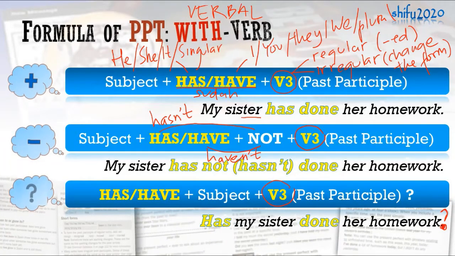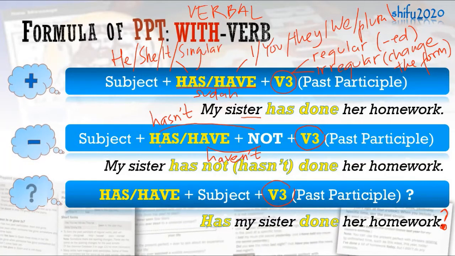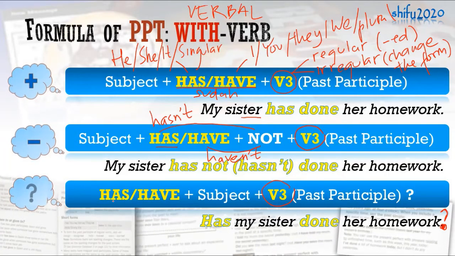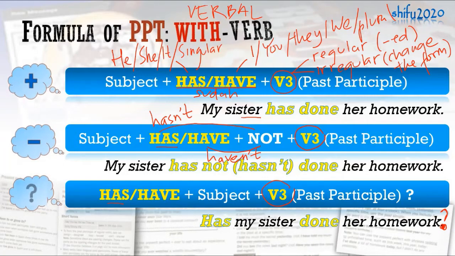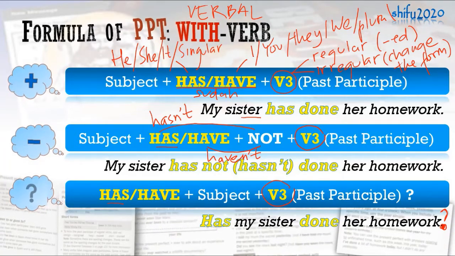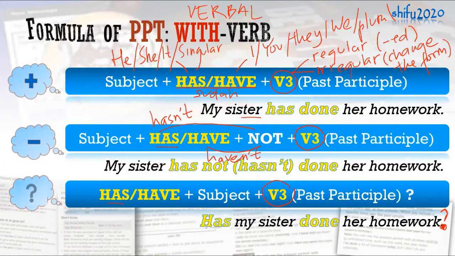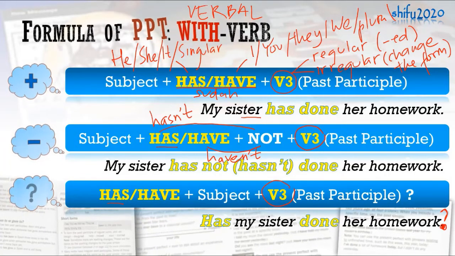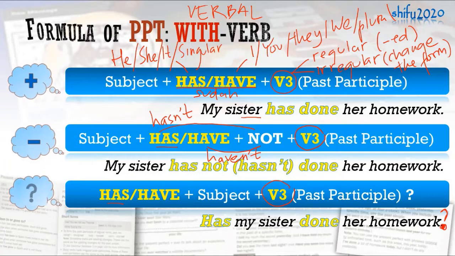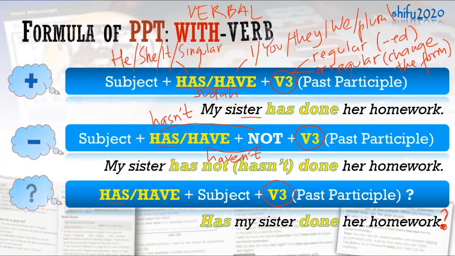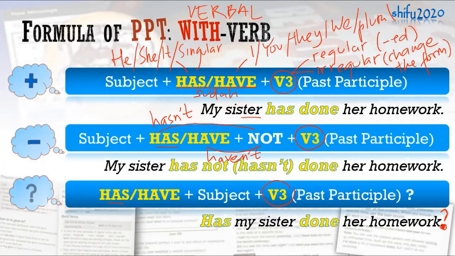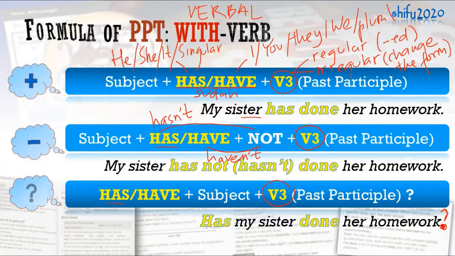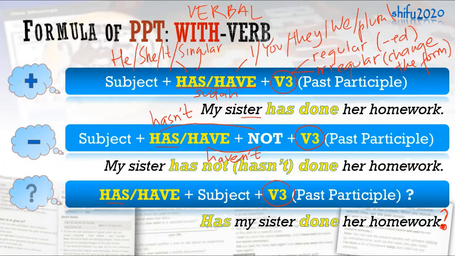Okay, as you can see here, you always have the same form of sudah, has or have in positive, negative, or interrogative. So don't change. My sister only one, use has in positive, has in negative, has in interrogative. Don't change into have. Different from simple present tense. Okay? Now let's go to the second formula.